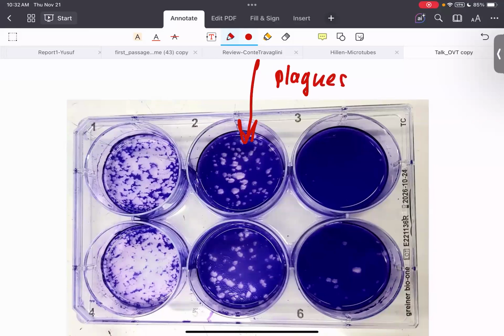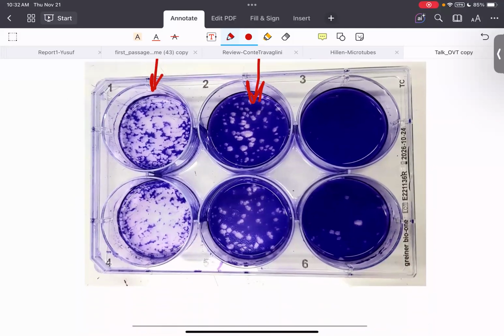And you can then measure all kinds of things. You can measure how long it takes to form them. You can measure how many you have. You can measure the area, how large they are. And this then gives you an idea about how infectious the virus is and how long it takes to get maybe a more complete infection like over here. Okay.